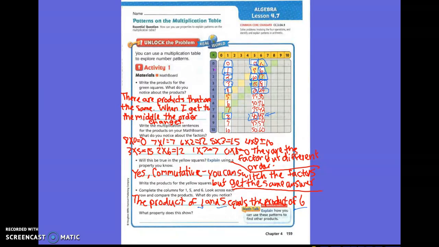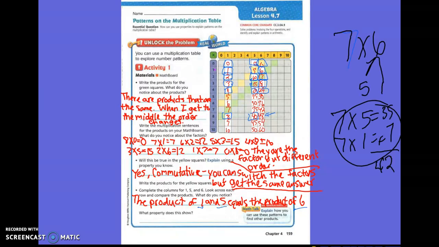Okay, what property does this show? It shows the distributive property. Write that down. And it'll be on the board.